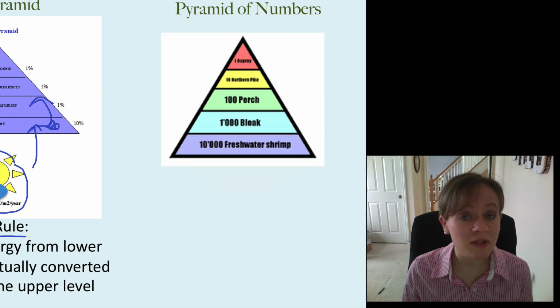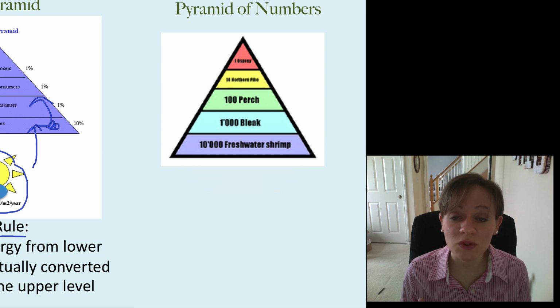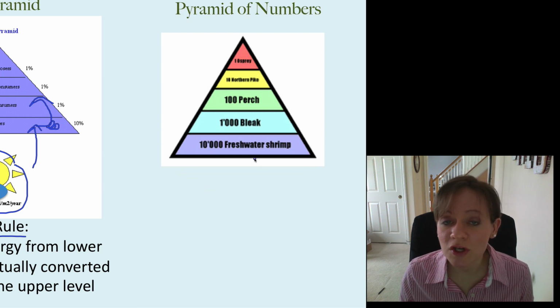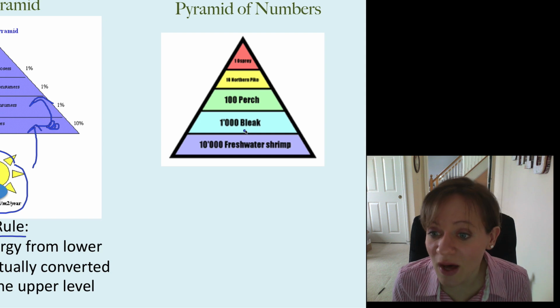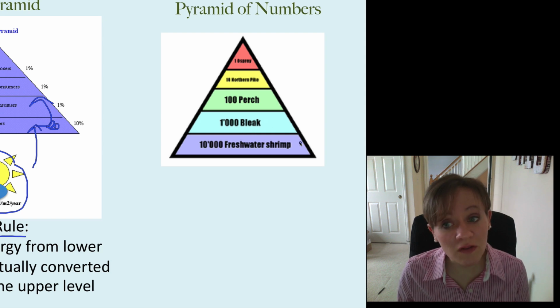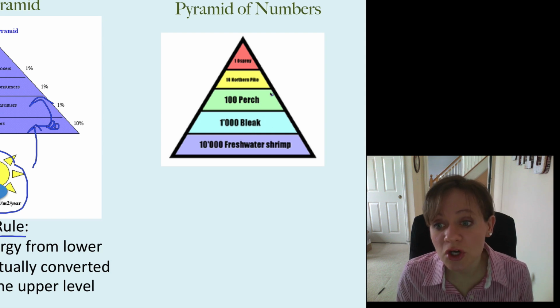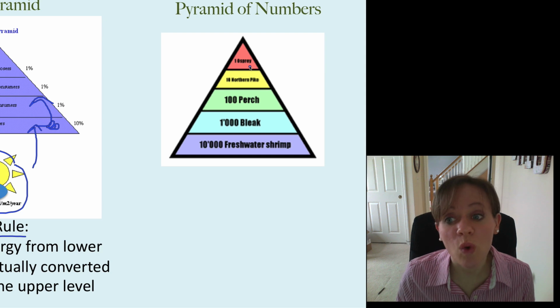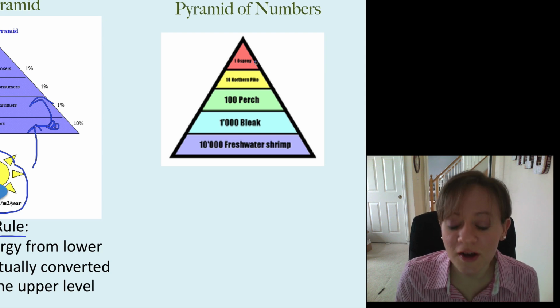This is simply the number of organisms in an ecosystem for each trophic level. So there are 10,000 freshwater shrimp, but there are only 1,000 bleak, which is something that will feed on the shrimp, only 100 perch, only 10 northern pike, and only one of the top predators. It's a bird called an osprey.